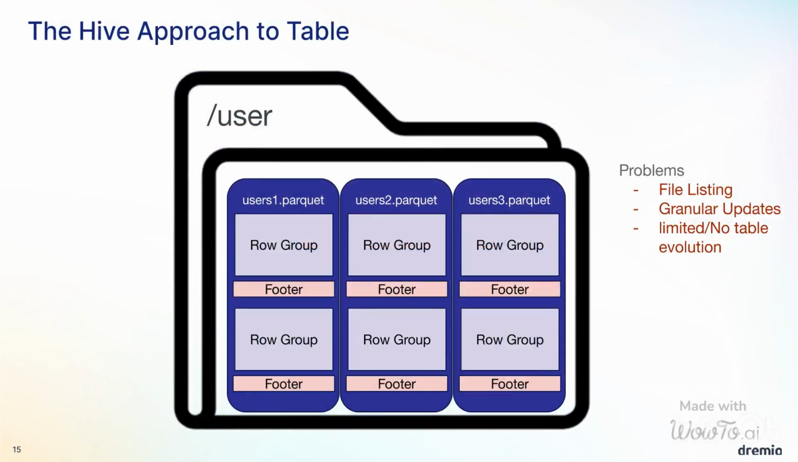The Hive approach to tables. Hive used a directory-based system for tables. All Parquet files were dumped into a folder. Problems with Hive: file listing overhead on large datasets, no ACID guarantees, limited table evolution. Modern systems needed more flexibility and performance.